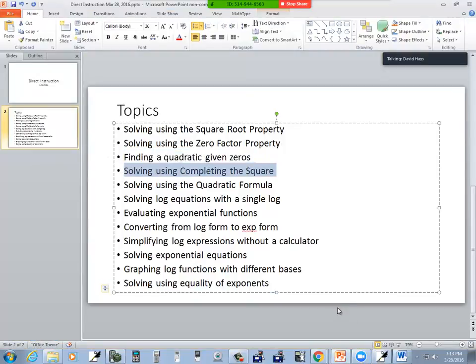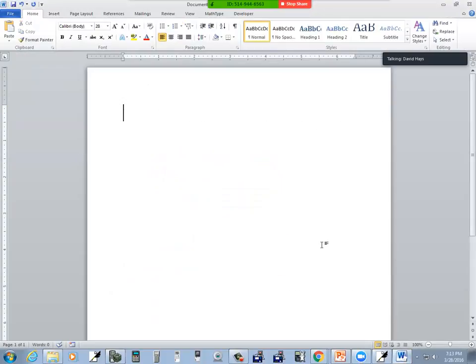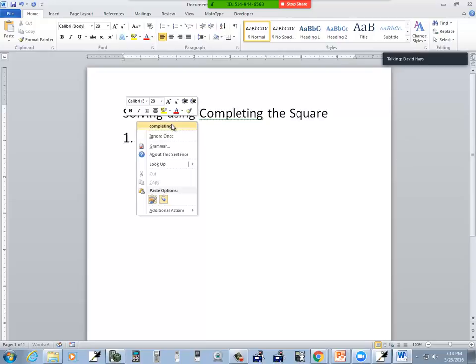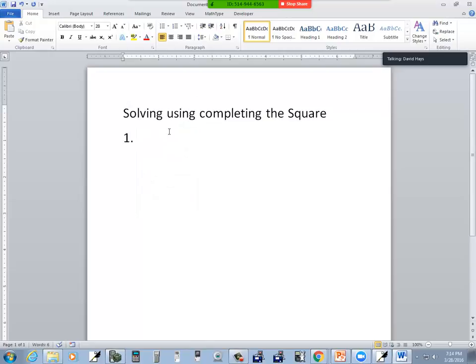Now, the next topic is kind of a tricky one. I'm going to write the steps down for it. Solving using completing the square. Step 1. Divide everything, all the terms, by the number in front of the x squared.